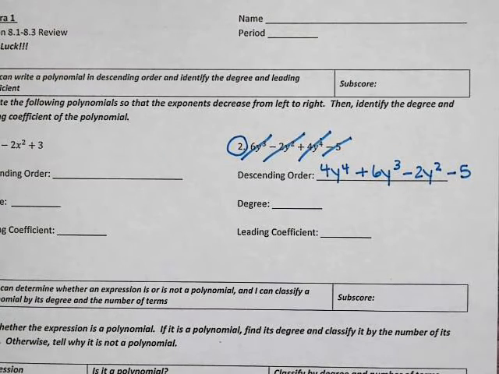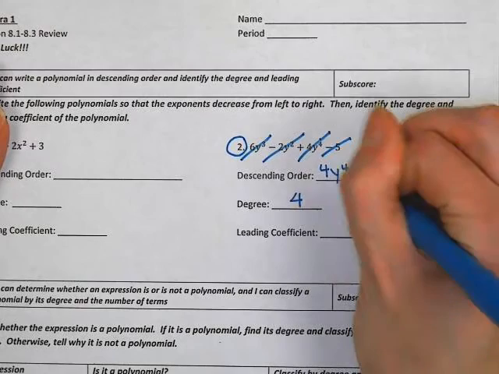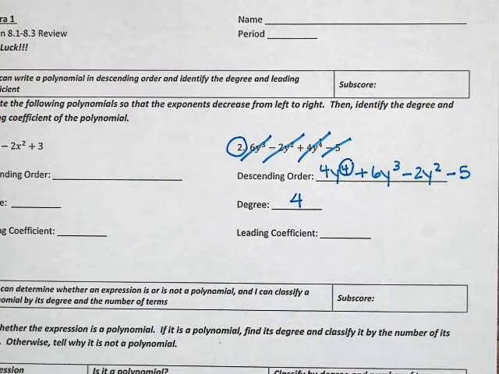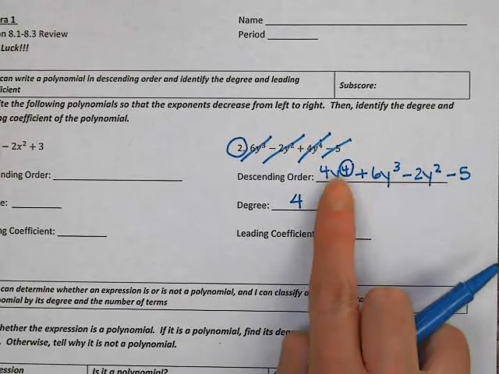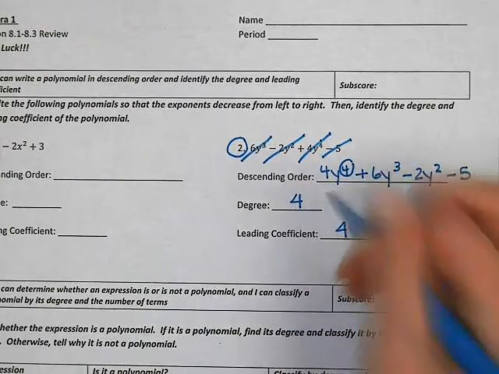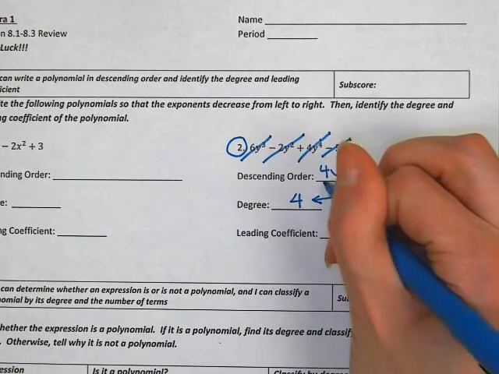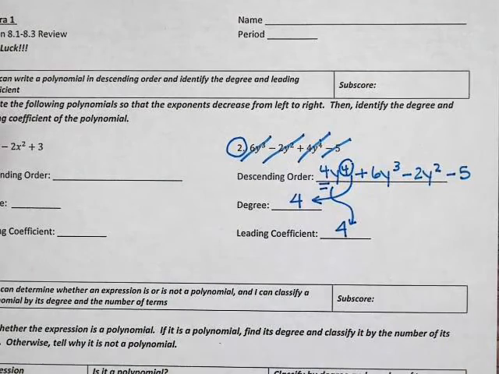And then remember, degree is the biggest power, or the highest exponent. And that's going to be the front one, so 4. That's the degree. And then the leading coefficient is the number in front of that highest power. So this 4. Okay, we probably shouldn't have had those be the same. But the degree is the exponent 4. The leading coefficient is the front number 4.